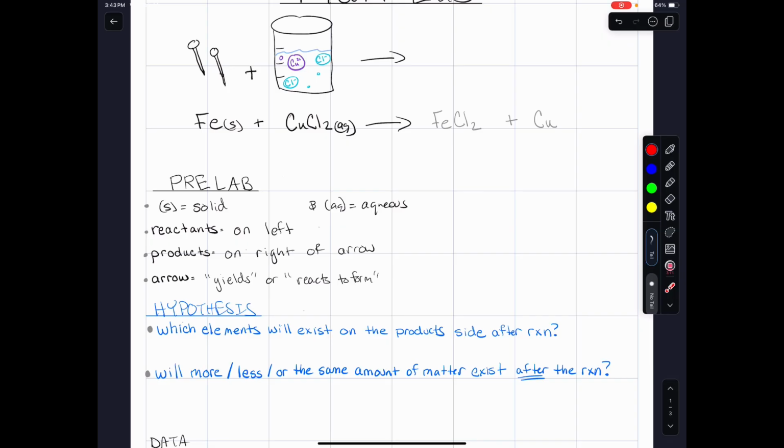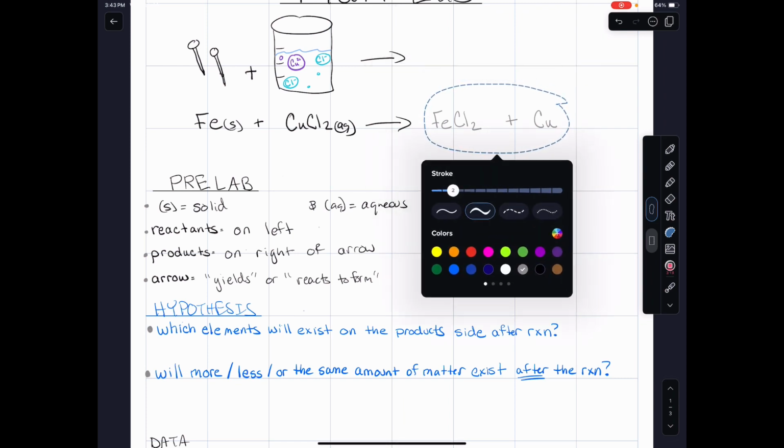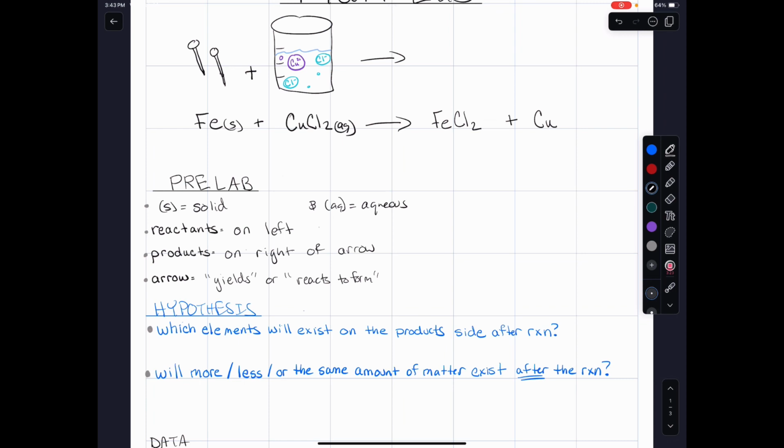Now that we've gotten a chance to see the reaction take place, we do know that these are the products. So I'll go ahead and bolden them. And I'll also fill in an S because the copper that was produced was the solid that was in the beaker at the end of the reaction, and we were able to mass it.